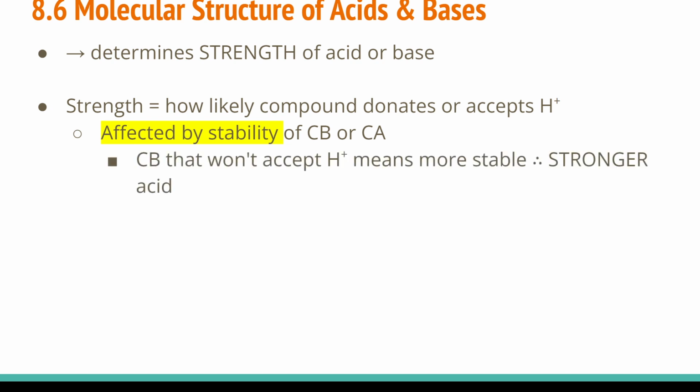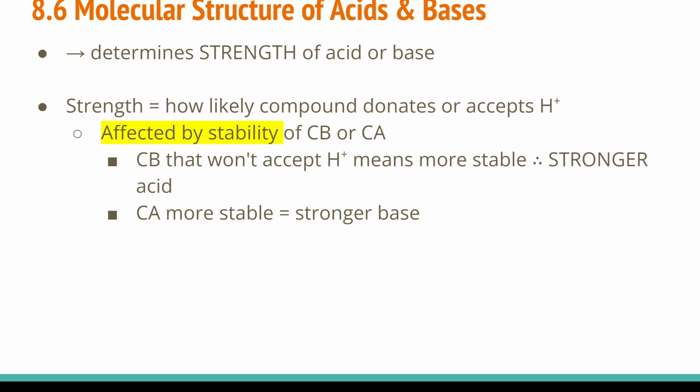So if the conjugate base doesn't accept the H plus from an acid, then it's very stable. And so if it's stable, that means the acid is a stronger acid, relatively, because we're always talking about relativity when it comes to comparing one thing to another thing. Because the conjugate base doesn't want to accept it as much. And so that means it's going to stay a conjugate base rather than going back to being an acid. So that's an example.